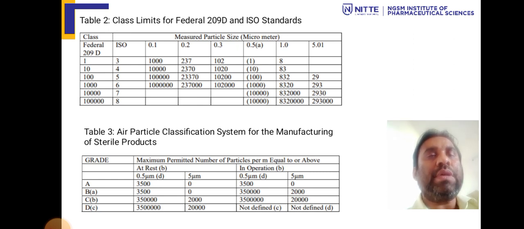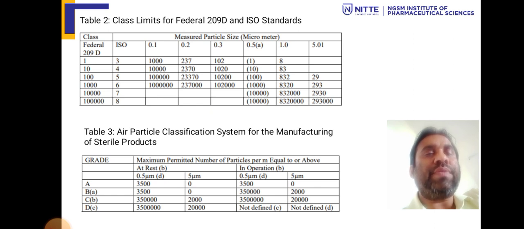Table 2 class limits are given according to the federal standard 209D and ISO standards. What exactly is this federal standard and ISO standard? We will see. On the table you can see, in table 2, class federal will be 1, ISO standard will be 3.